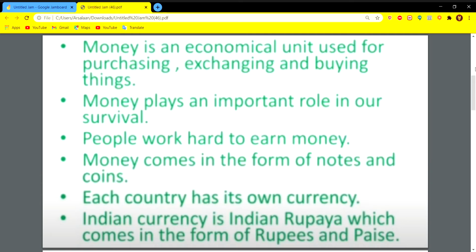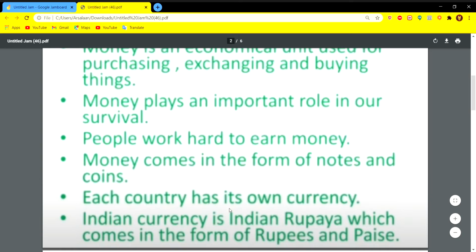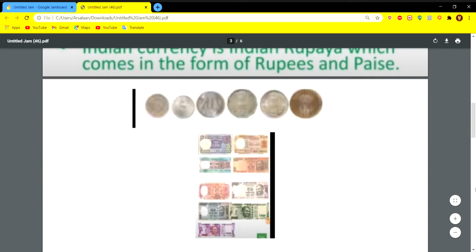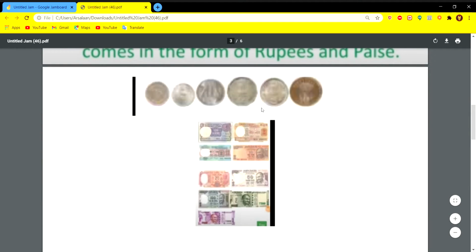People work hard to earn money. Money comes in the form of notes and coins. Each country has its own currency. Indian currency is the Indian rupee, which comes in the form of rupees and paise. You must have seen different types of rupees, coins, and notes.